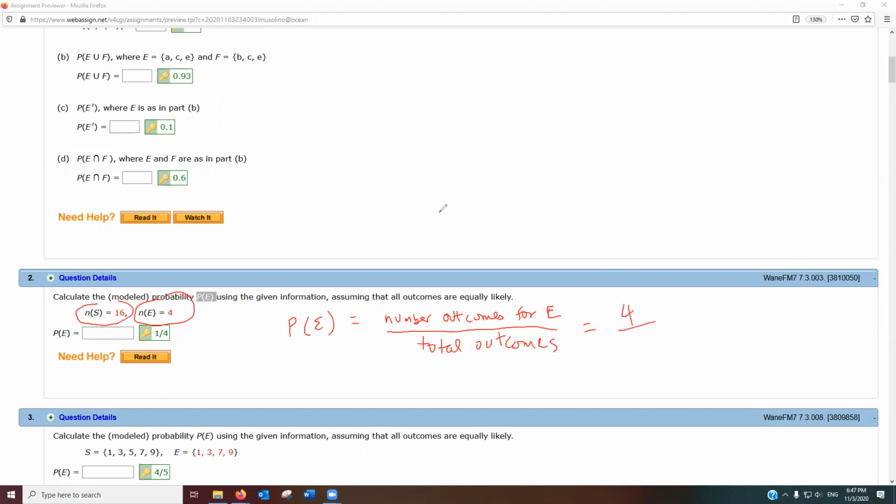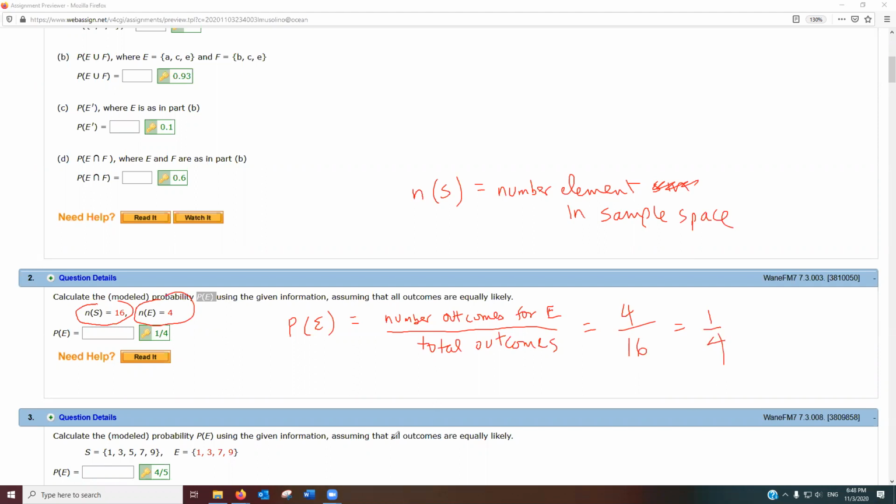Remember, S is the sample space. So N of S is giving you the number of elements in the sample space, which is the same as the total number of outcomes. So that's 4 over 16. I can simplify that to be 1/4.